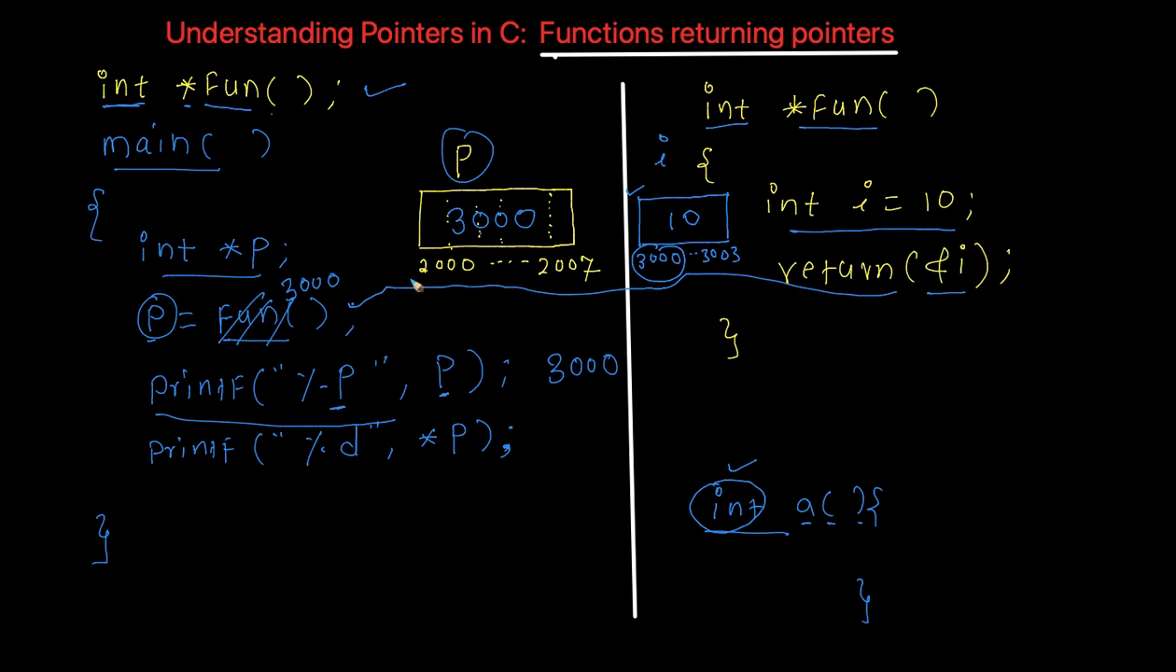To print the memory address we need %p, right? And how will I print the value of i by using p here? I'll use the dereference operator, which says the value at the address which is in p. So what is the address in p? 3000. What is the value at address 3000? 10. So this will give me 10. So I can access i, which is declared in another function, by using a pointer here. So this will print 10. This is how functions can return pointers.